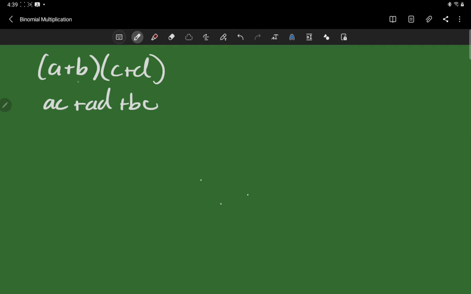So let's just take some unknowns. A plus B times C plus D. These can represent anything. They can represent something like an unknown x, or they can represent real numbers. And we're going to try and multiply these together. Now, you could just FOIL it out, just like we did before. So first, it's going to be AC. Outside, A times D is just going to be AD. Inside is going to be B times C, so just BC. And then last is going to be BD. But we don't really know why that works, so let's go over that now.